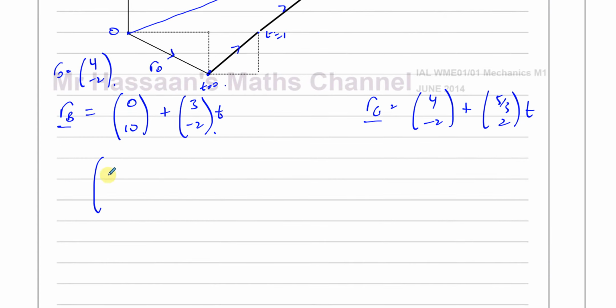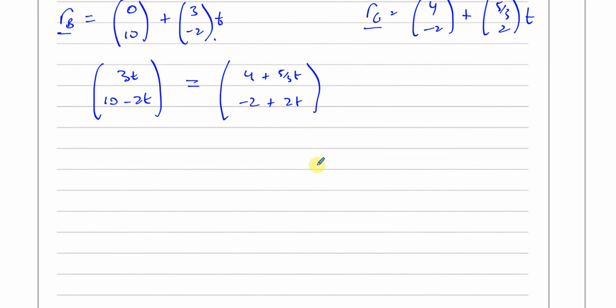This is times t. So if we just write this as 3t and 10 minus 2t, that represents the position vector of the boy, and that's equal to 4 plus 5/3 t and minus 2 plus 2t. Okay, when these two are the same, then they will meet. So now we can just make two equations and see if they give us the same value of t. I can make one equation from the top, 3t equals 4 plus 5/3 t. And I can make one equation from the bottom part, which is 10 minus 2t equals minus 2 plus 2t. So that we've equated the i components and the j components.